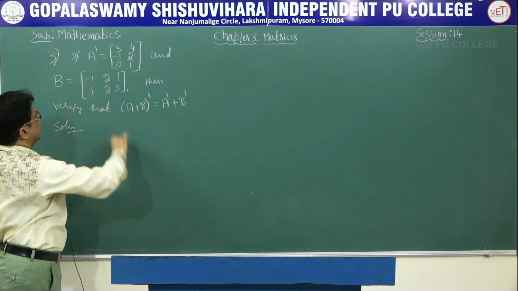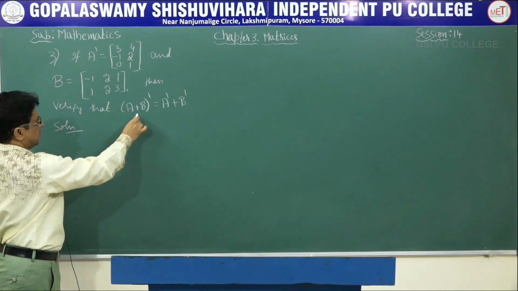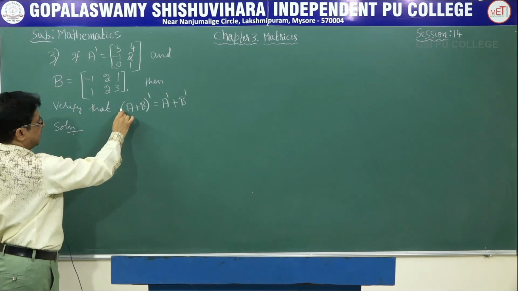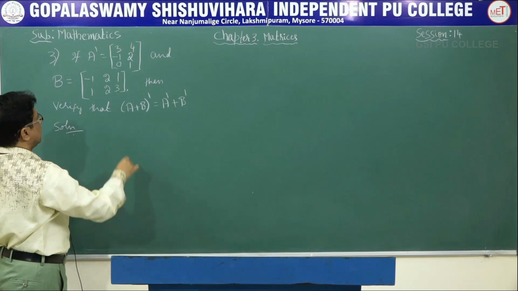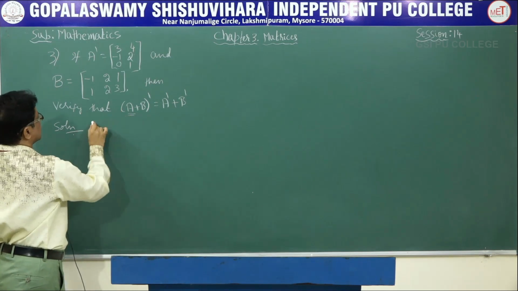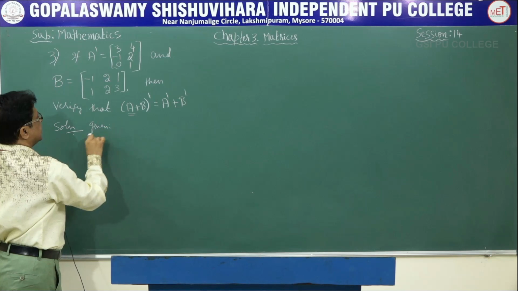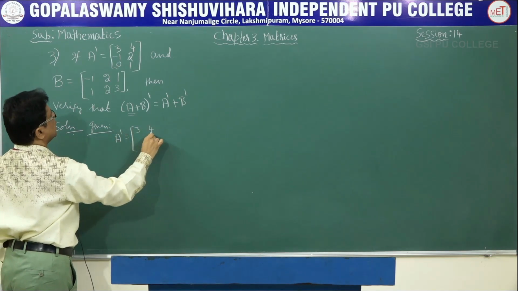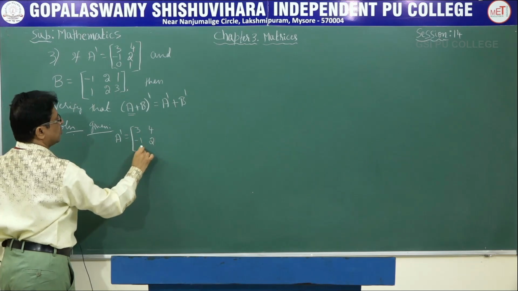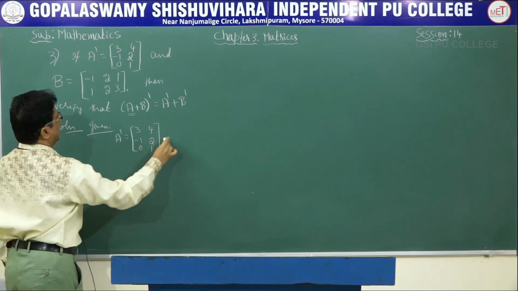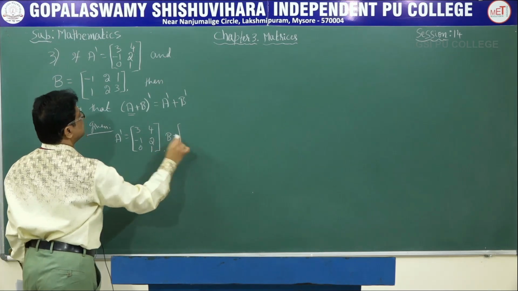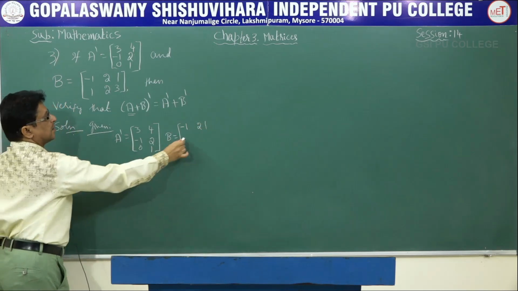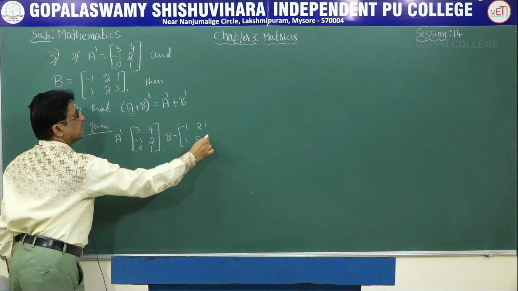Here A dash is given and B is given. So we have to find A plus B, then we have to find A plus B whole dash. So first let us find A. So what is the given data? Given data is A dash equals 3, 4, minus 1, 2, 0, 1 and B is also given, minus 1, 2, 1, 1, 2, 3.